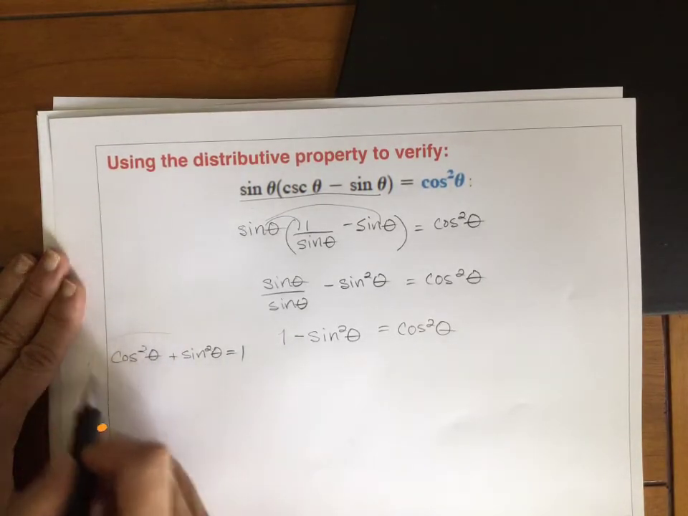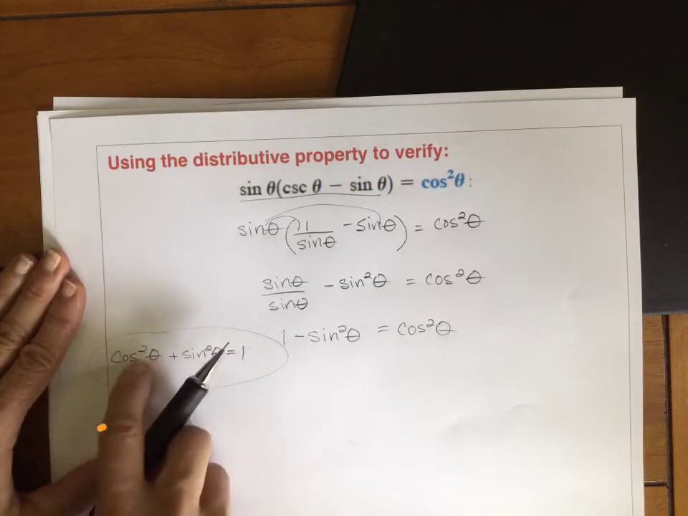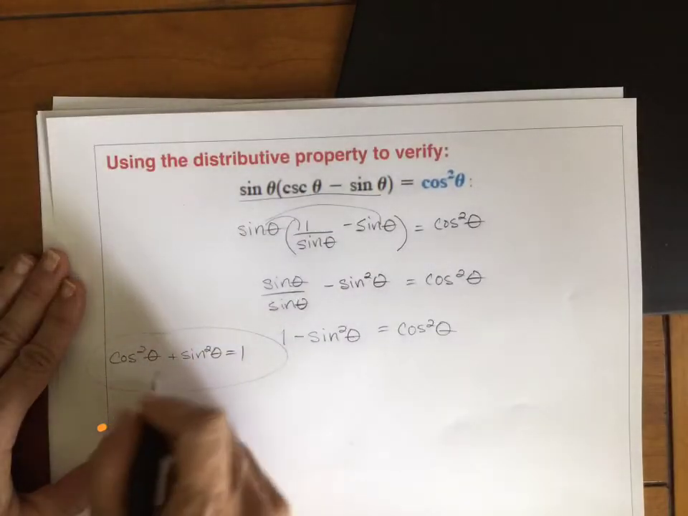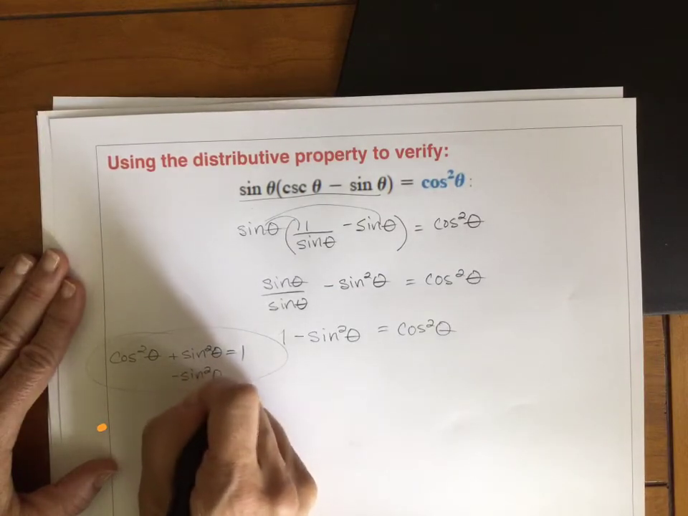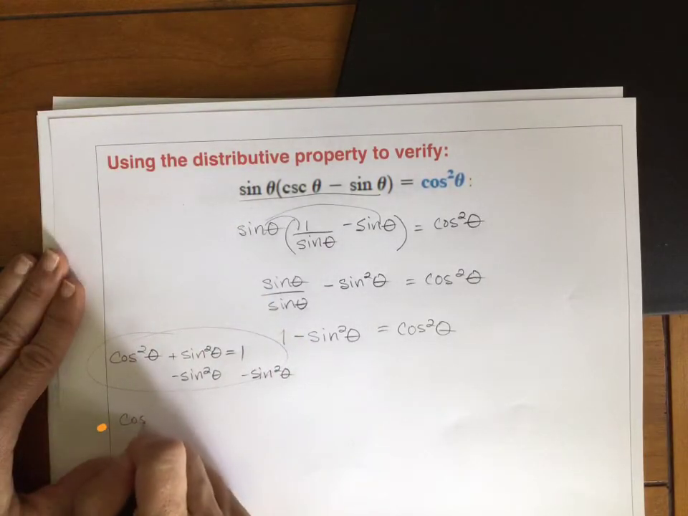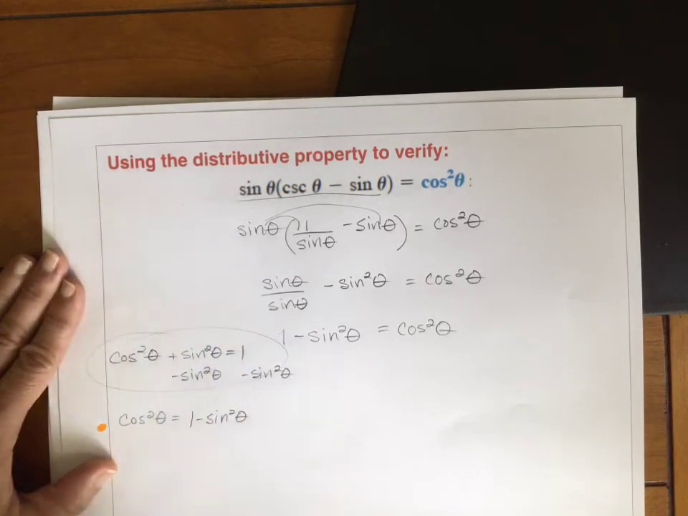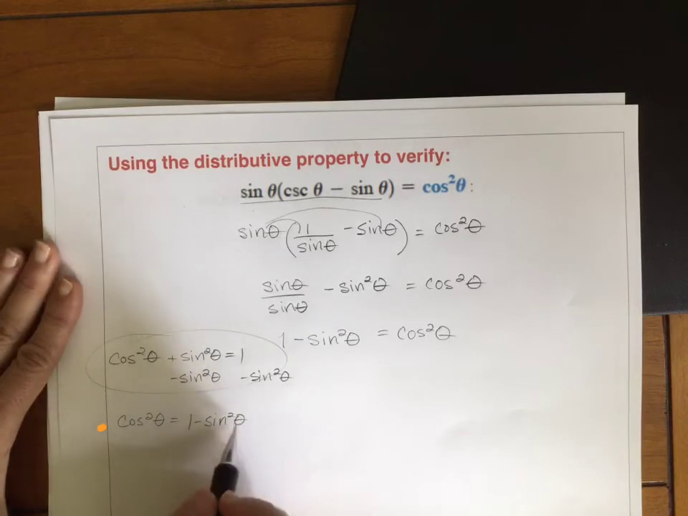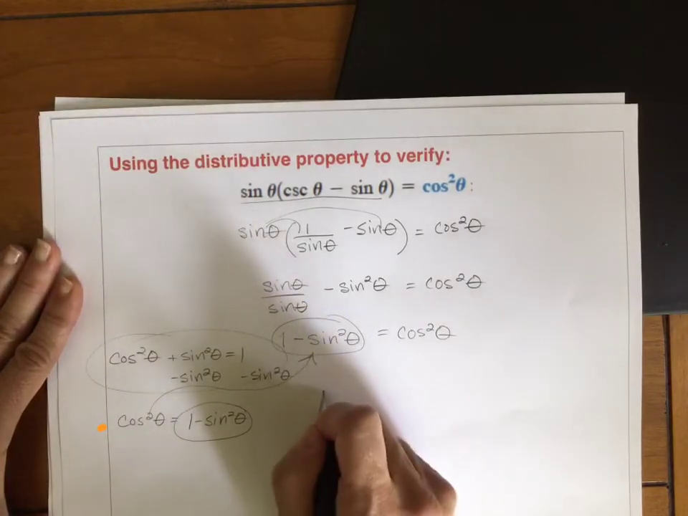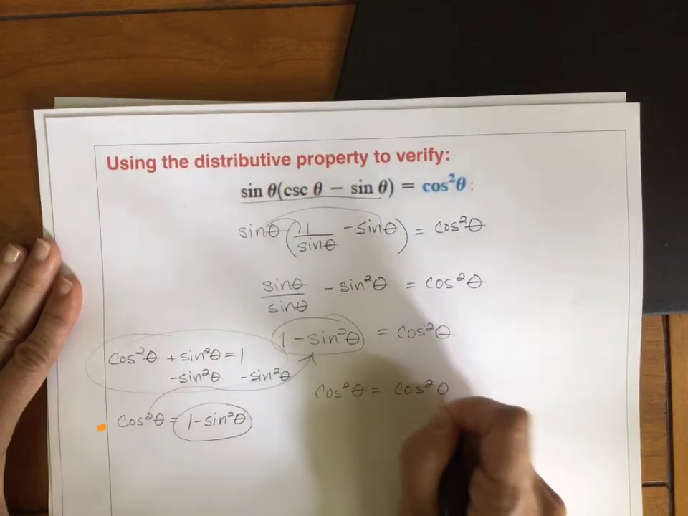So we need to think of this in terms of what are other ways this could look, or what does cosine squared equal? Can I make this cosine squared equal something I can use here? And if I subtract sine squared theta from both sides, I see I get cosine squared theta equals 1 minus sine squared theta. All right, well, here's my substitution. So for this value here, I'm going to replace it with cosine squared theta, and I just proved my identity.